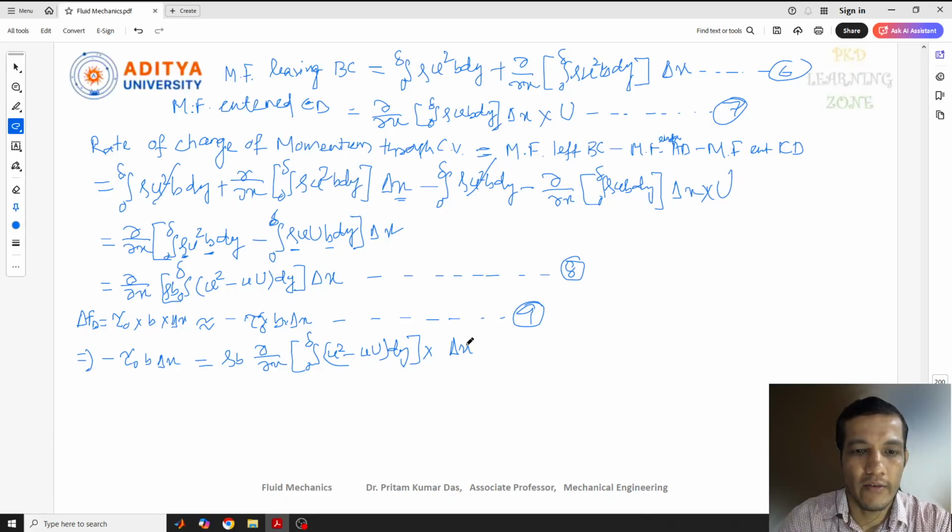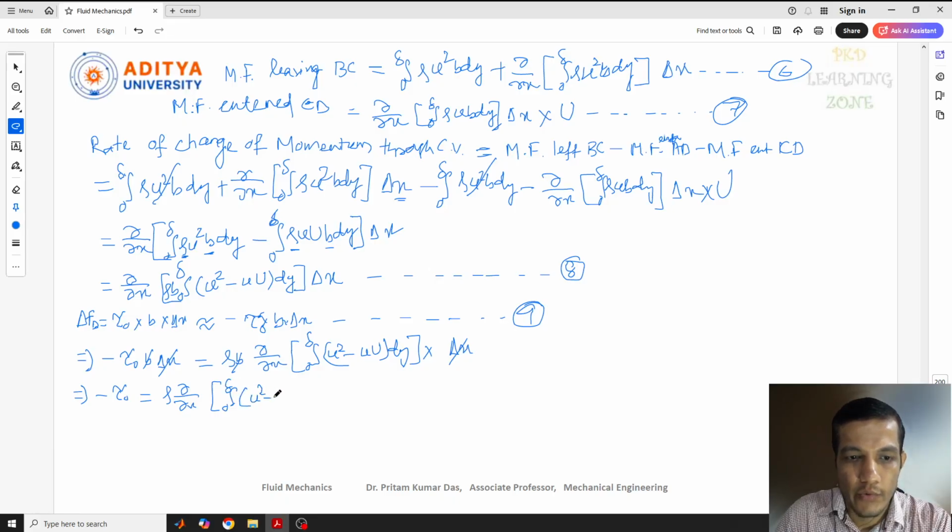Now we just need to solve it, and we'll get the final equation. What I'll do here is cancel the b into delta x part on both sides. The next term will be minus tau naught, and that I can write as rho del by del x, integral from 0 to delta of u square minus small u by small u capital U, dy.